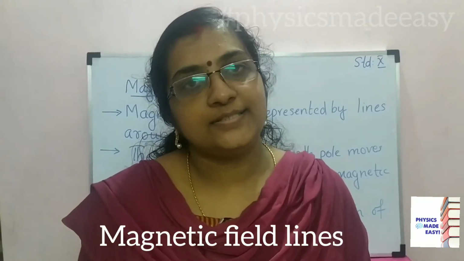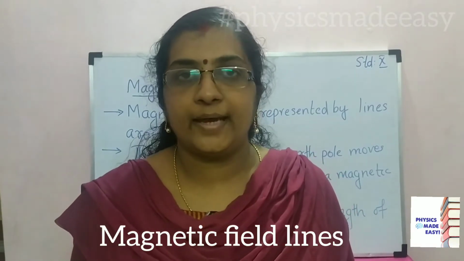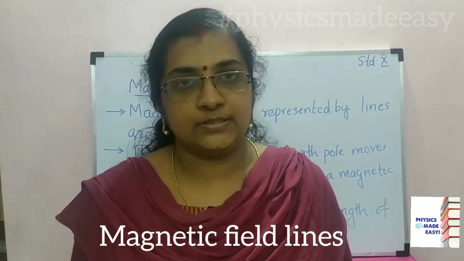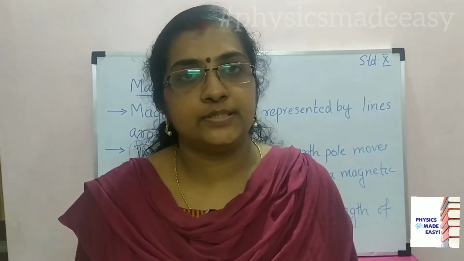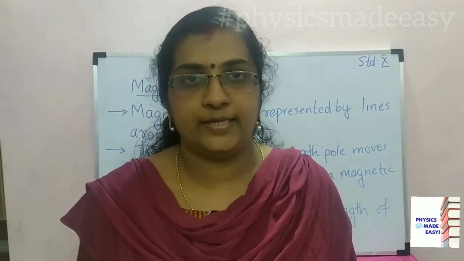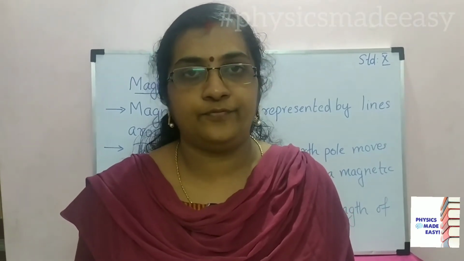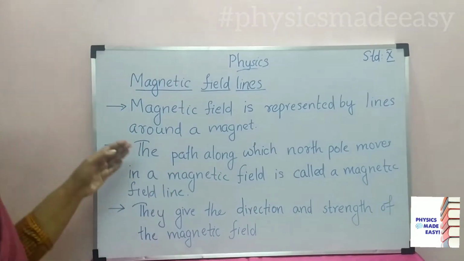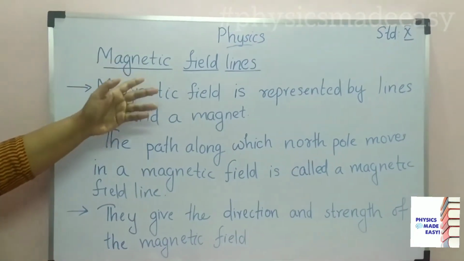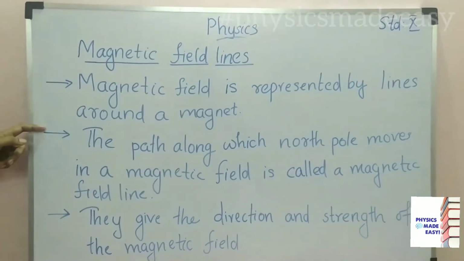Hello students, last class we discussed the magnetic field. At that time we discussed that the magnetic field can be represented by magnetic field lines. Today's class we are going to discuss magnetic field lines. Here you can see the magnetic field is represented by the lines around a magnet.